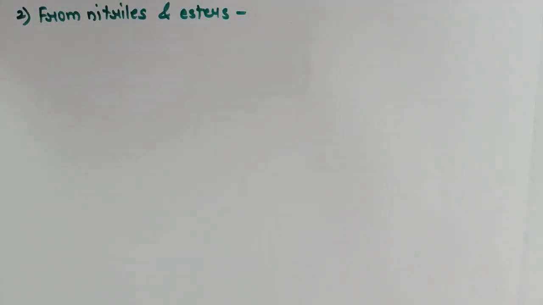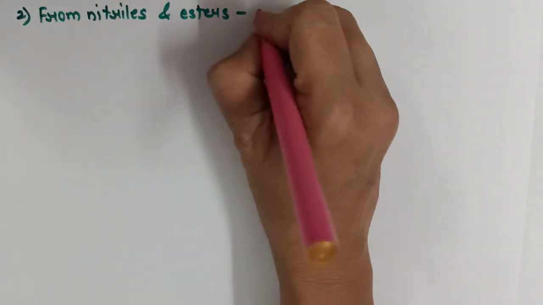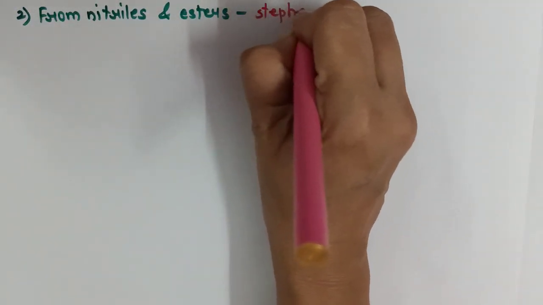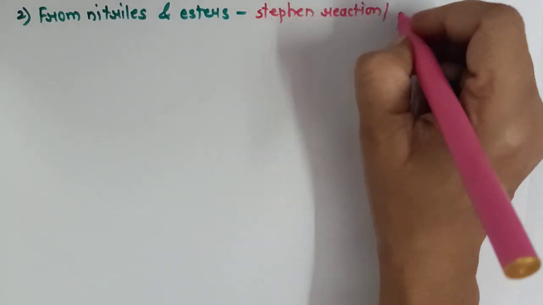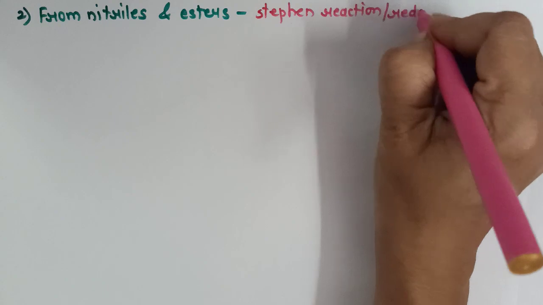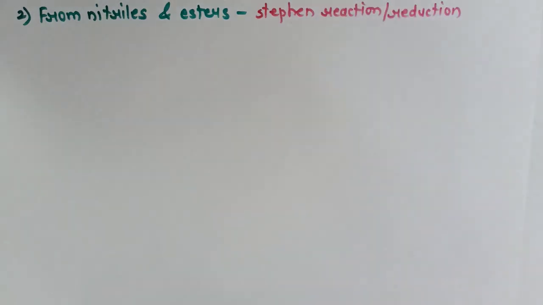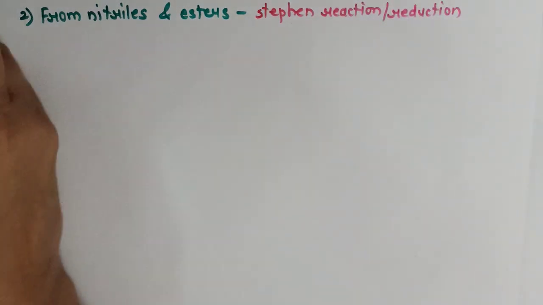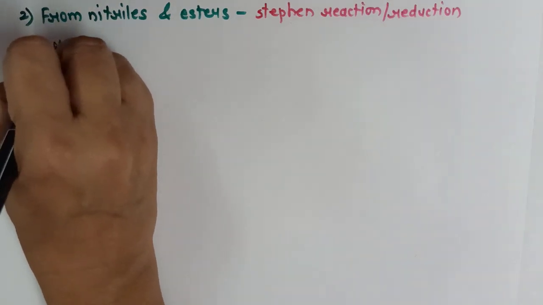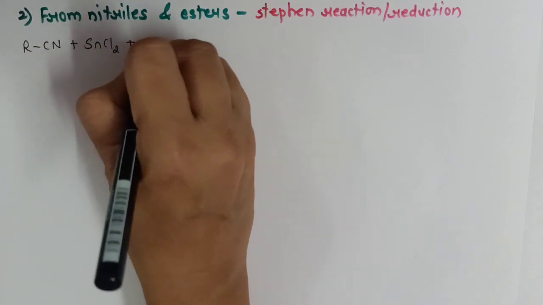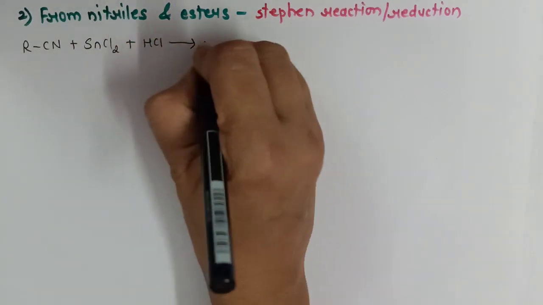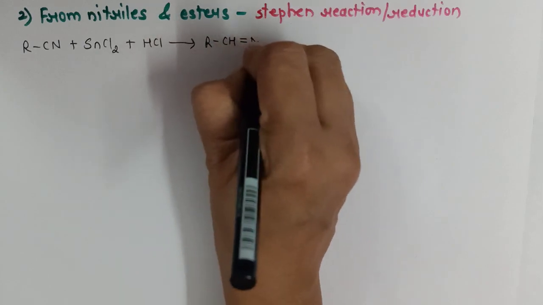The second method for the preparation of aldehydes is by using nitriles or esters. This is called the Stephen reaction. It can also be called Stephen reduction. Whenever we take any nitrile and treat it with stannous chloride, SnCl2, and HCl, first of all we get imine.